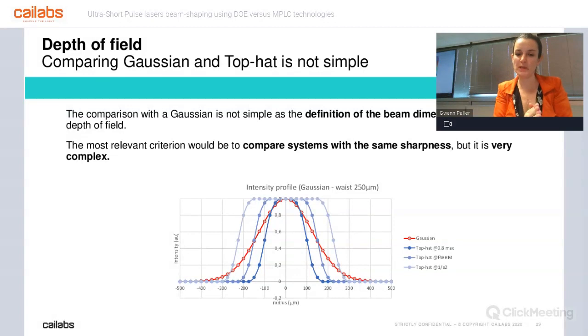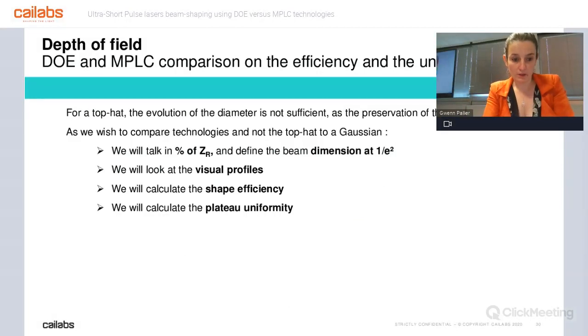If you want to compare to a Gaussian, the best would be to compare systems with the same sharpness, with the same slope on the edge of the beam. So how will we compare things? In the DOE and the MPLC top hat, we will define the depth of field in percentage of the Rayleigh range, because it is still a good way to compare the different top hats, and we will measure the dimension at 1 over e square. We will look at the visual profile because it's very good to see whether this shape is still a very beautiful square that will be very useful to our process. We will use more precise criteria: the shape efficiency and the plateau uniformity.